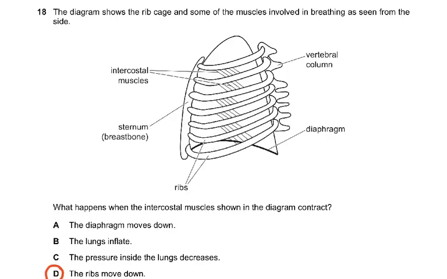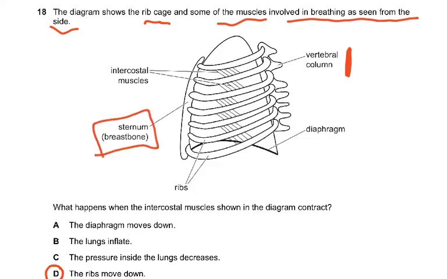Then coming to question number 18, the diagram shows the rib cage and some of the muscles involved in breathing as seen from the side. What have we got labeled here? Vertebral column. So this is the back. And then we have the sternum, which is the breastbone, which is in the front. And then we've got the intercostal muscles, which join these ribs, external and internal. And then we have the diaphragm, and then we have the ribs again. They've shown you the diagram of that.